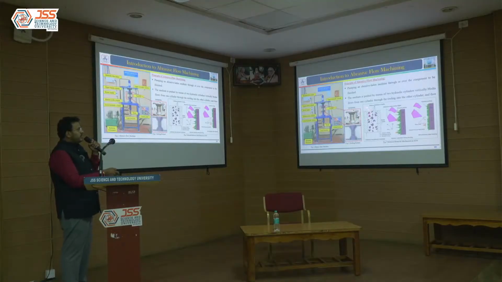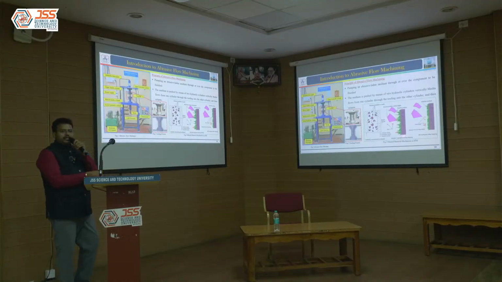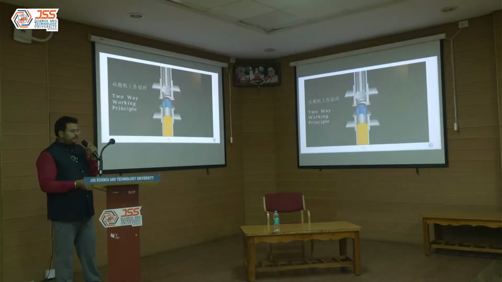You can see this is the cylindrical workpiece, and the target is to finish this cylindrical geometry. The abrasive media is made by mixing abrasive particles with a polymer gel. When you apply pressure to and fro, the polymer gel will carry these abrasive particles to the target surface. I will show you a small video.